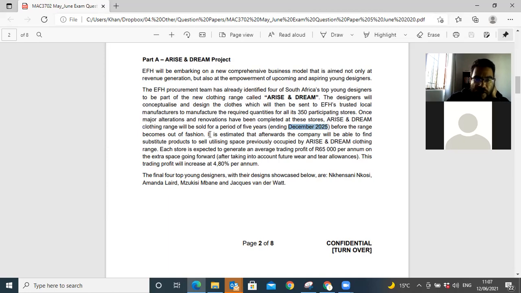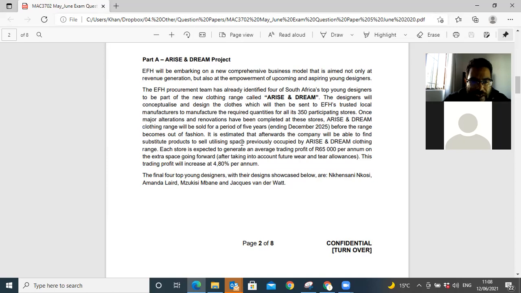They say it is estimated that afterwards the company will be able to find substitute products to sell utilizing space previously occupied by the Rise and Dream clothing range.